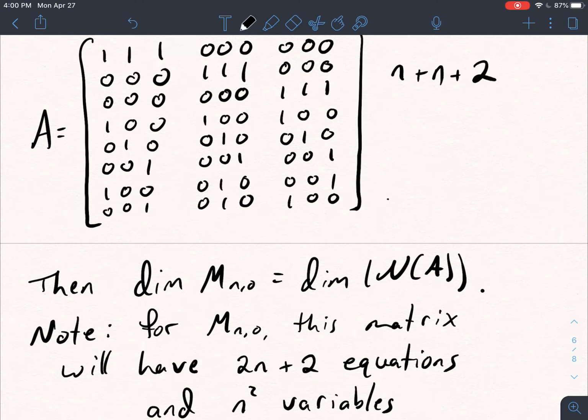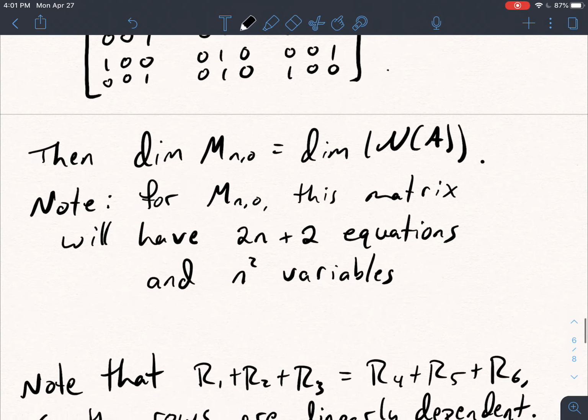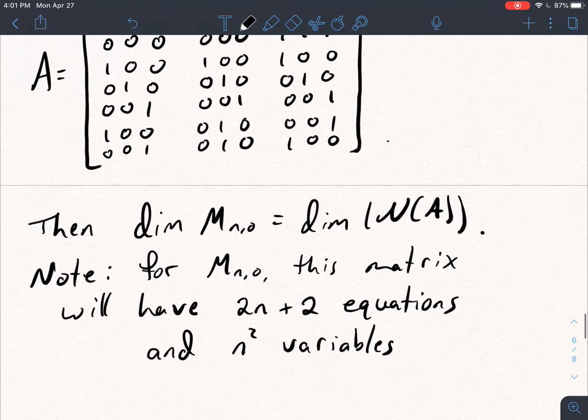And then we have 2 diagonals. If we're doing this for an n by n matrix, then we would have n equations for the rows, plus n equations for the columns, plus the 2 diagonals. So we would have 2n plus 2 equations. And how many variables? We would have 1 variable for each entry of the matrix, and if this is an n by n matrix, then we would have n squared entries, as we talked about in the first video. So this is going to be a 2n plus 2 by n squared matrix. That's going to be the size of it.